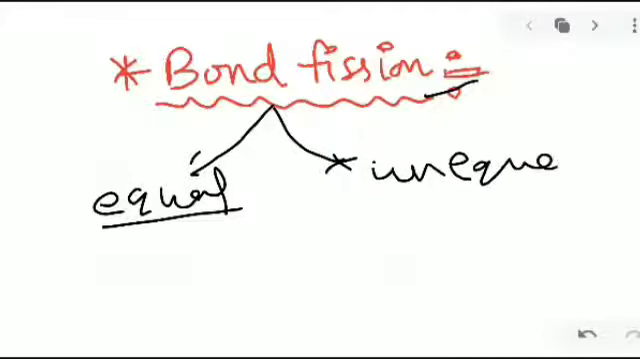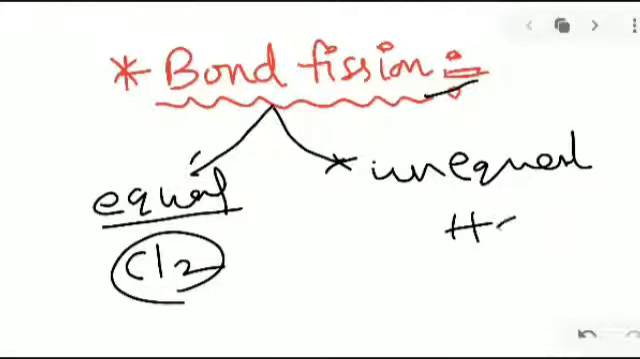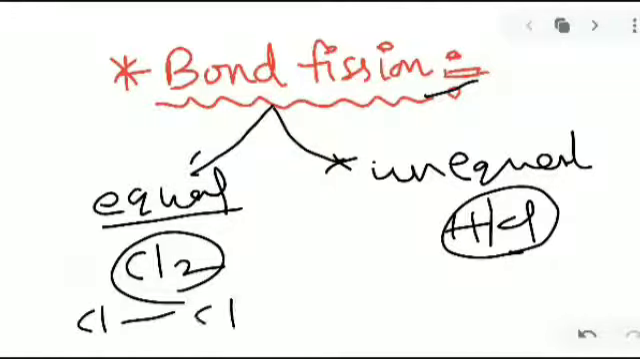Equal means, for example, between two chlorine atoms, as compared to HCl. These are different. The difference shows up as electronegativity. Here there is no electronegativity difference between the two atoms. So between the two chlorine atoms, the bond is cleaved to produce free radicals by equal distribution.